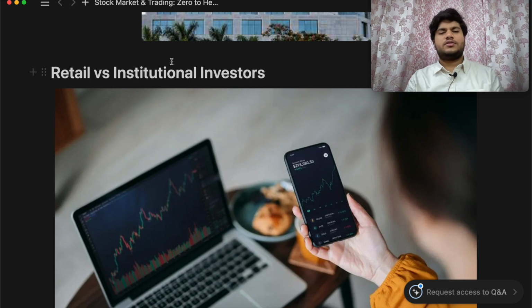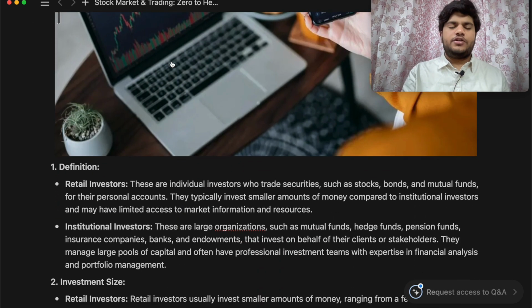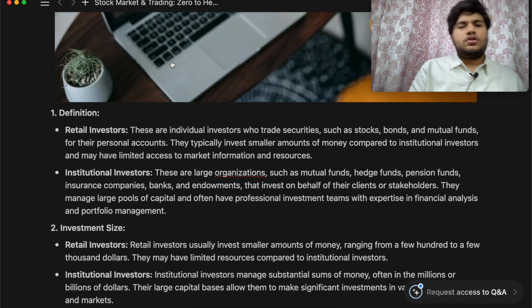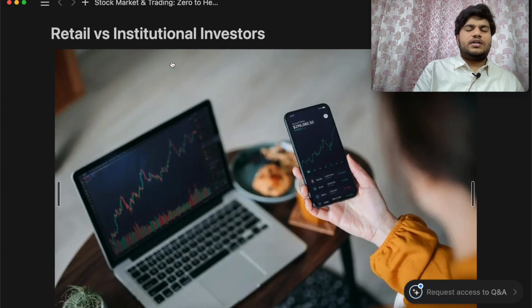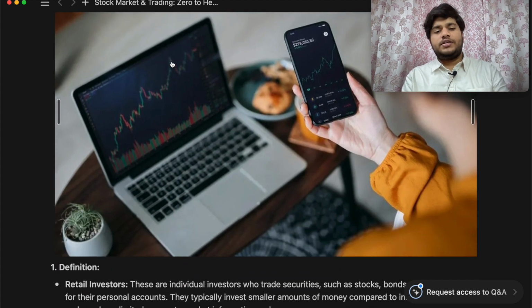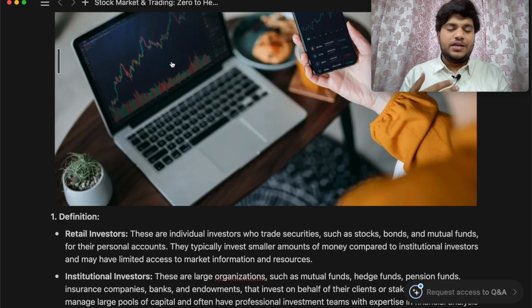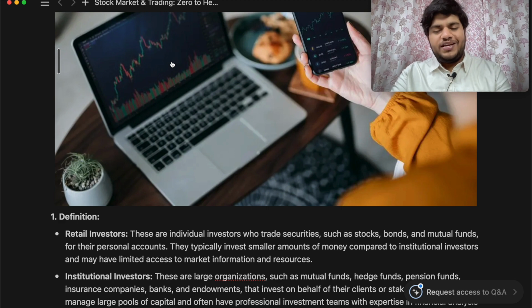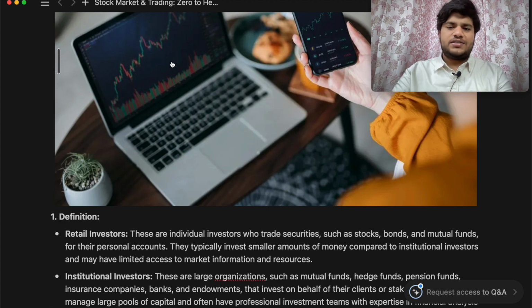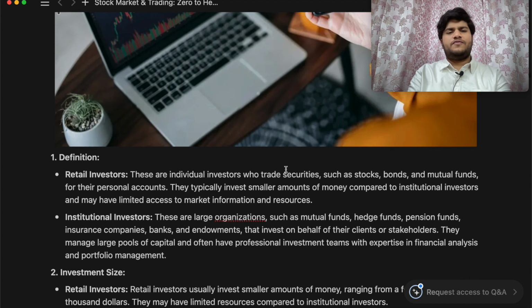Now let us discuss retail versus institutional investors. There are two types of investors or traders, basically investors. The first one is retail investors and the second one is institutional investors. Retail investors are people like you and me, who have their own money and a small capital, and they invest in stocks, bonds, mutual funds or anything.